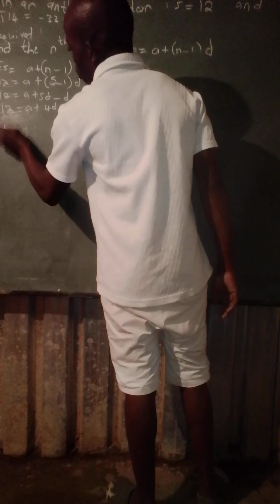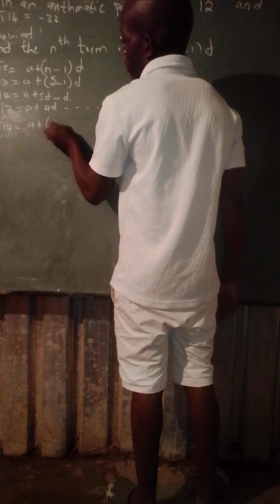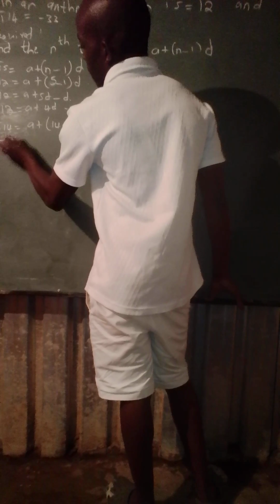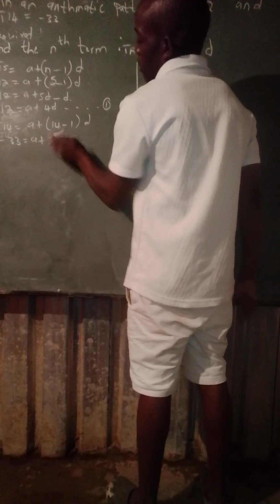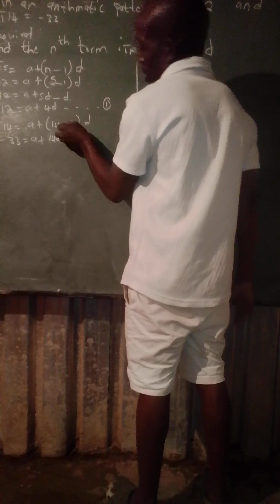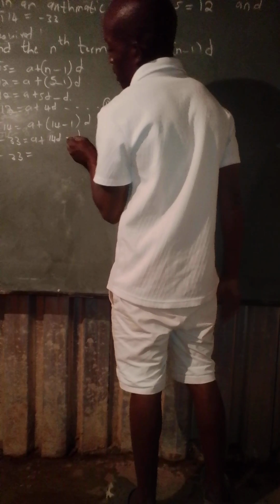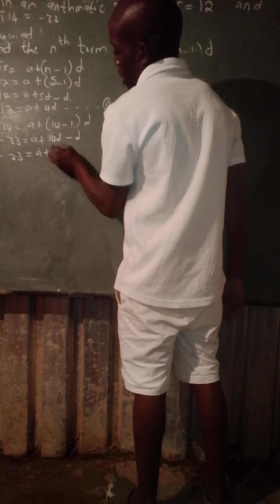Now, on my equation 2, I will say T14 equals a plus (14 minus 1) times d. What is the value of T14? It is minus 33, which equals a plus 14 times d, which is 14d, minus 1 times d, which is minus d. So negative 33 equals a plus 14d minus d. I group the like terms, I'm left with a plus 13d. Now these are my two equations, equation 1 and equation 2.